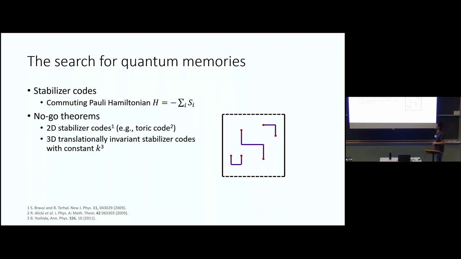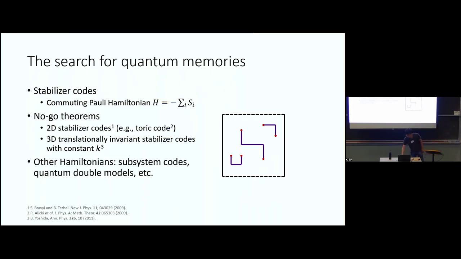In 3 dimensions, the no-go theorems are much more restrictive. So there's one by Bravyi and Yoshida that says that if the 3D system is translationally invariant and also supporting a constant number of logical qubits, then that will not be able to have self-correction. But that's pretty restrictive, so it may be possible to get around this no-go theorem.